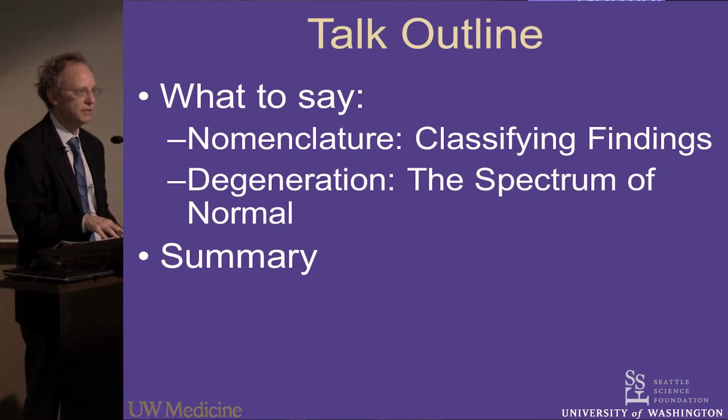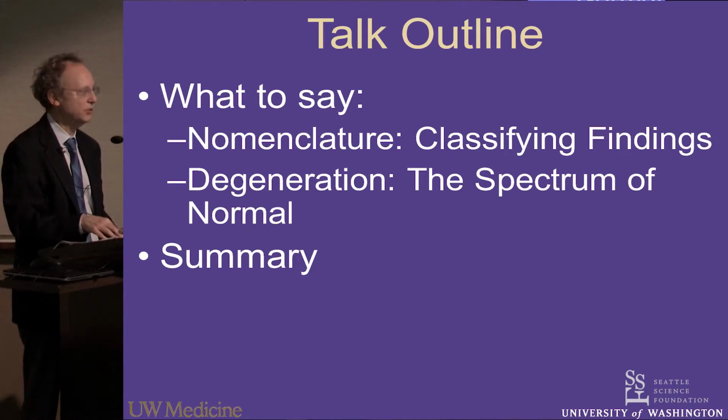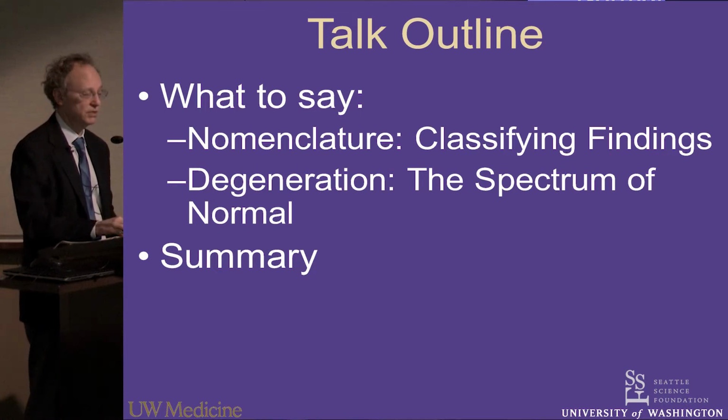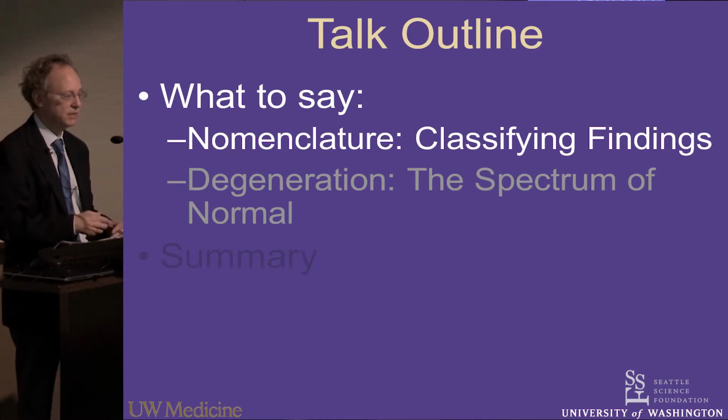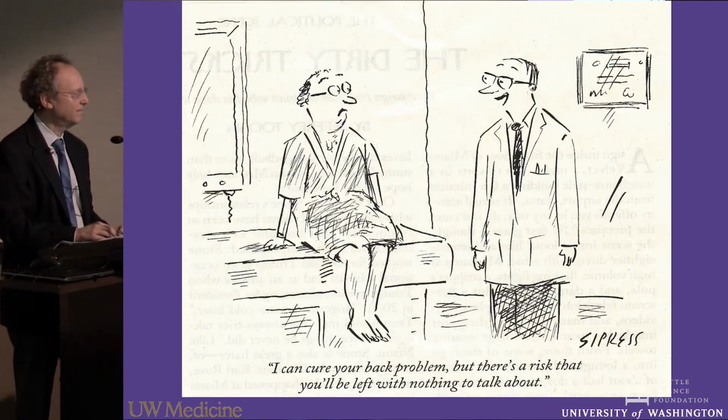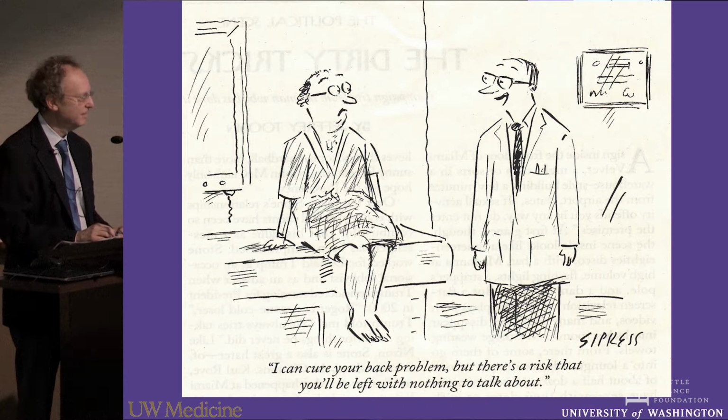I'll talk a little bit about nomenclature and the standardized nomenclatures that are out there as far as how we should be describing various things, and then talk about degeneration and what the spectrum of normal is and how that affects what we talk about. So, classifying findings. I don't know if you can read that.